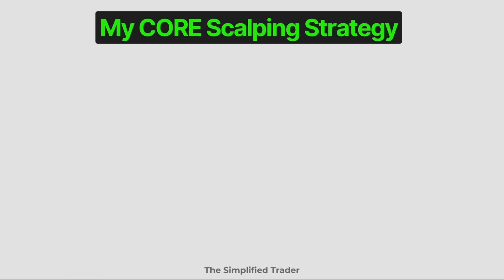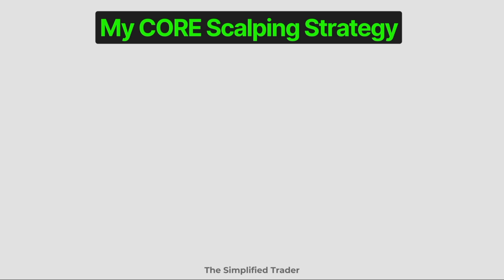A three-step model that cuts through all the noise, every fake breakout, and shows you exactly where real intent shifts. It is called the CORE Scalping Model, and once you understand it, you'll never look at the charts the same way again. Let's get into it.